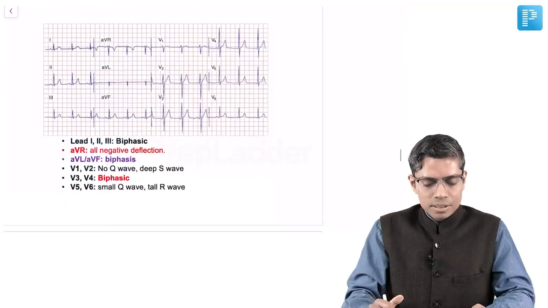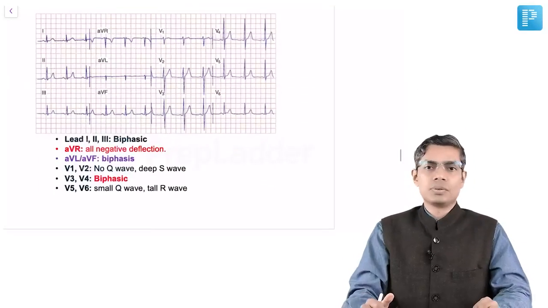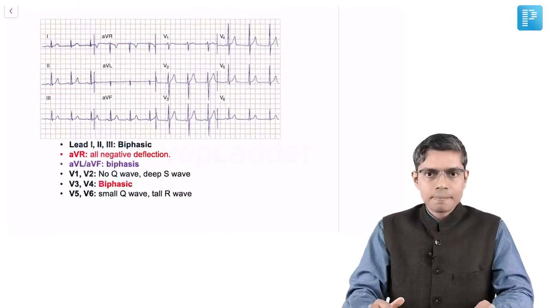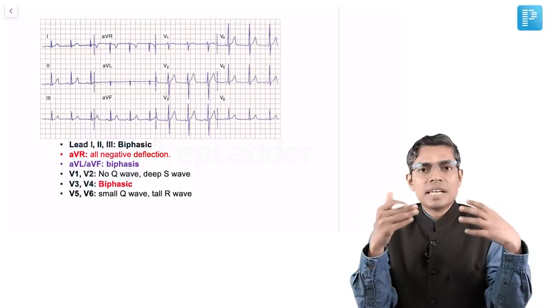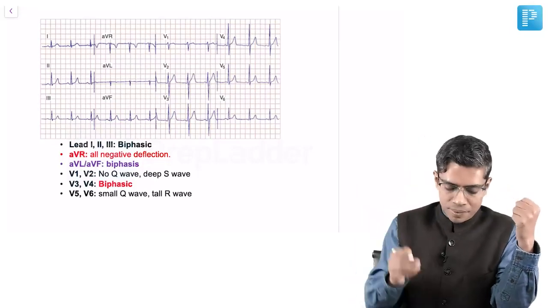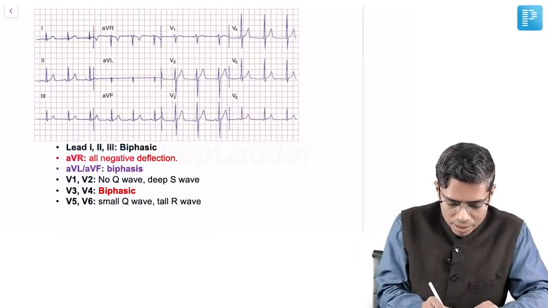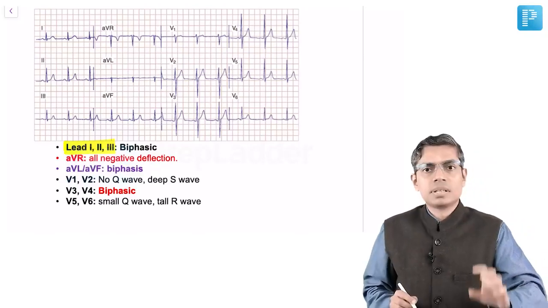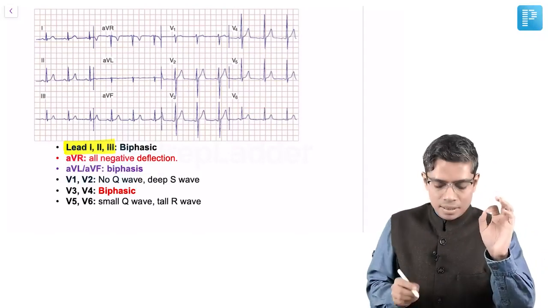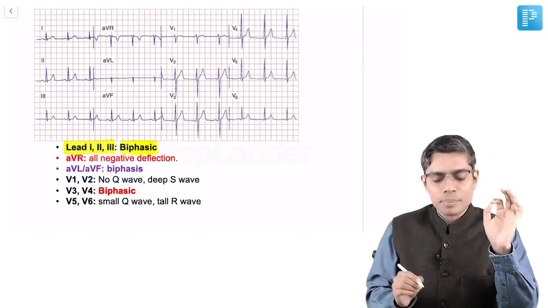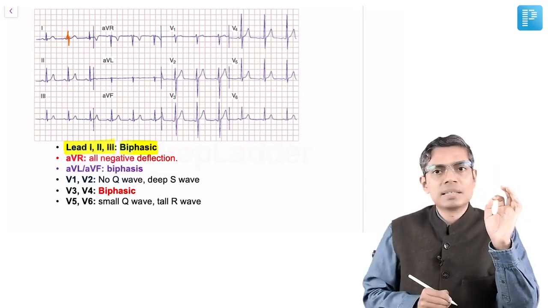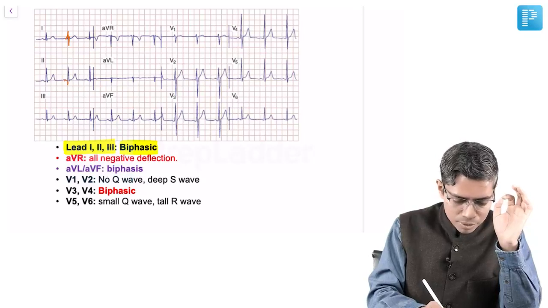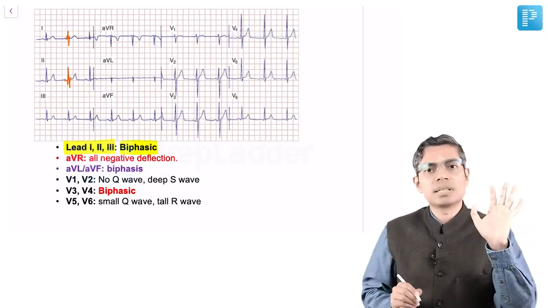Now we are coming to the normal ECG, how it looks. We have already discussed how different waves will be recorded by different leads. So leads 1, 2 and 3 are the bipolar standard limb leads. The recording will be biphasic in them. Biphasic means some part will be positive, some part will be negative, like this. Biphasic means some part will be negative, some part will be positive, like this, right?